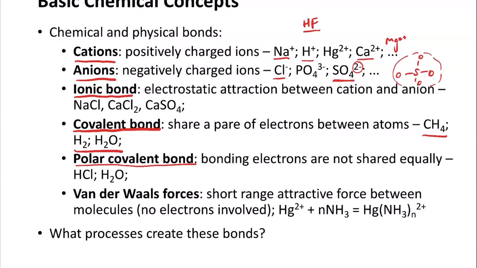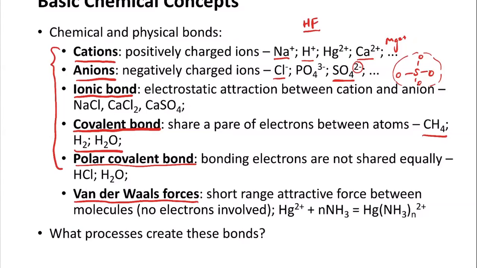So other than these bonds here, let's say the ionic bond or covalent bond, you can see that all of these bonds involve the movement of the electrons, right? So there can be the complete movement or sharing of the electrons. So there can also be interactions that don't involve any electrons. These interactions are categorized as the van der Waals forces.